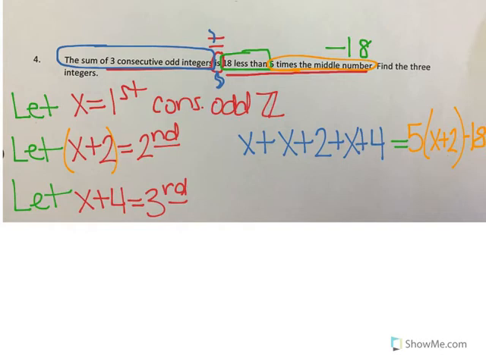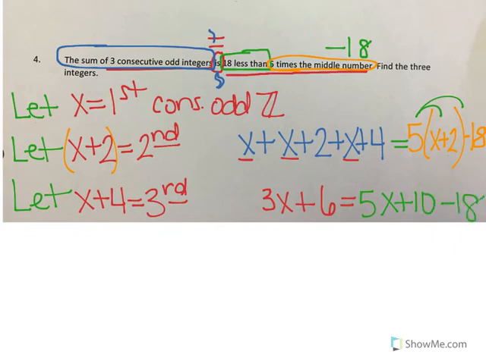Okay, so now to solve this. If you want to pause here so that you can solve this on your own, feel free. Otherwise, we're going to do this together. On the left-hand side, we can combine like terms because we have 3x's plus 6. And on the right-hand side, when we distribute this 5, we're going to have 5x plus 10, and we can't forget about the minus 18.